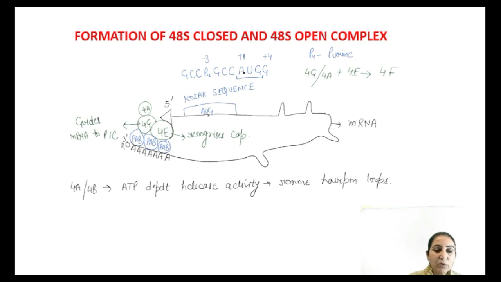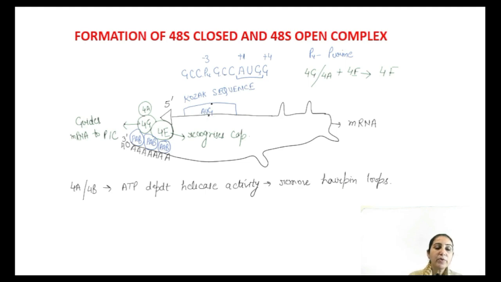That is, before adenine there is cytosine, before that is cytosine, before that is guanine. Then at the -4 position there is any purine. Before that is C, then G. So what is the Kozak sequence? It is GCC, purine, GCC, adenine, UGG. So this is the Kozak sequence which incorporates the start codon in its structure.